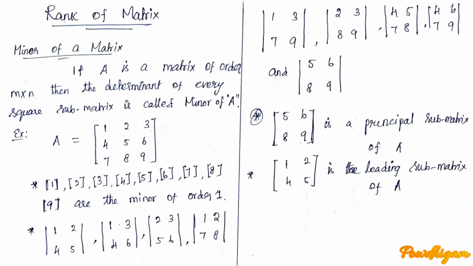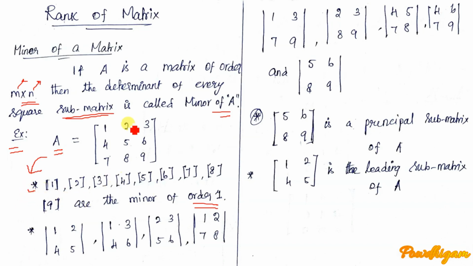What is the minor of a matrix? If a given matrix A is of order m cross n, where m is the number of rows and n is the number of columns, then the determinant of every square submatrix is called a minor of the matrix. I will give you one example. If the given matrix A is 1 2 3, 4 5 6, 7 8 9, then the individual numbers 1 2 3 4 5 6 7 8 9 give you the minors of the matrix of order 1. It is very important.